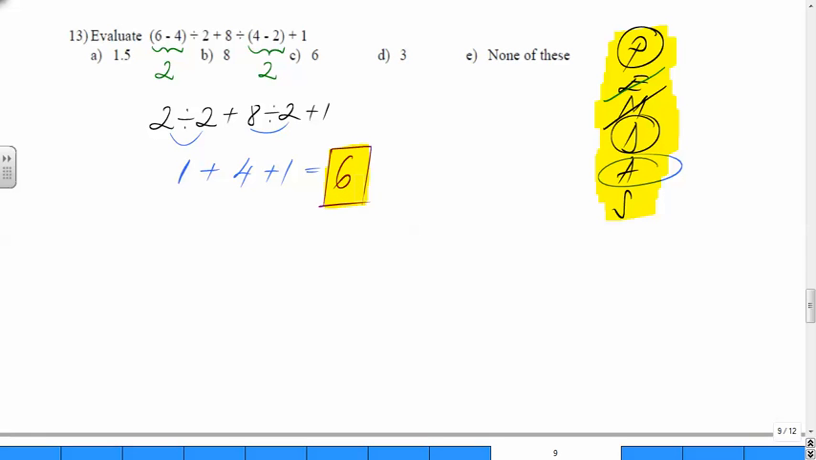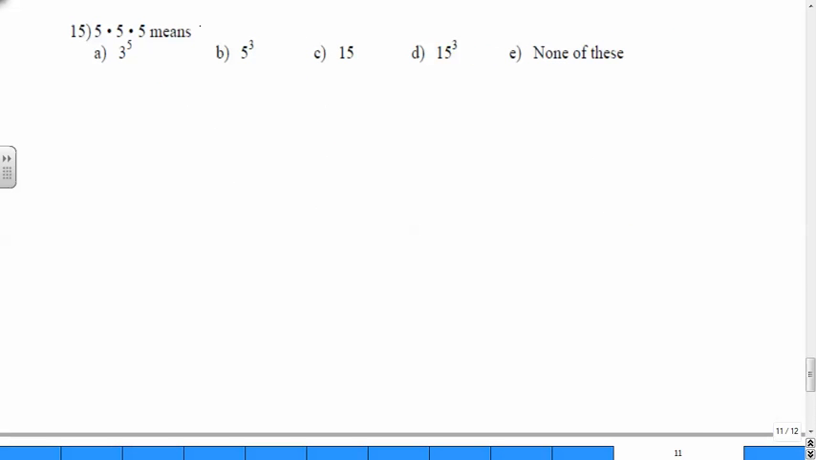Okay, one more. 5 times 5 times 5. We already did a similar problem. That means 5 to how many 5s I have? 1, 2, 3. 5 to the third power. 5 cubed. That was easy.